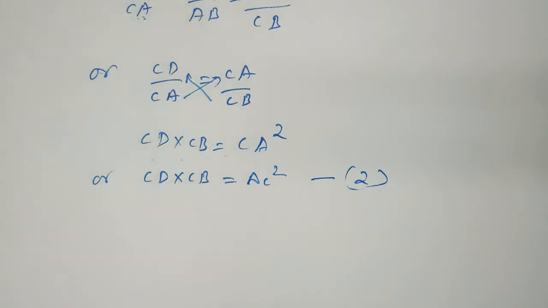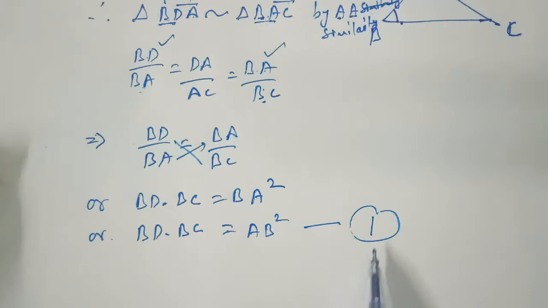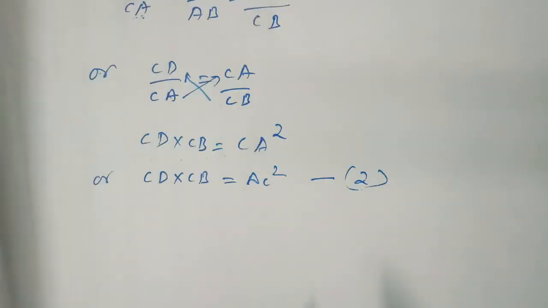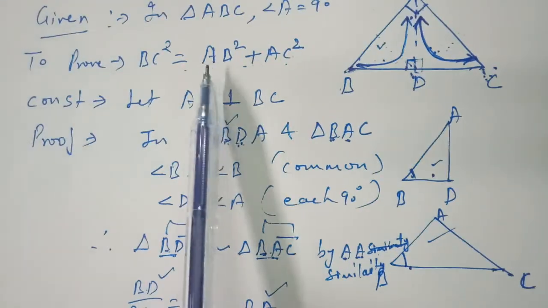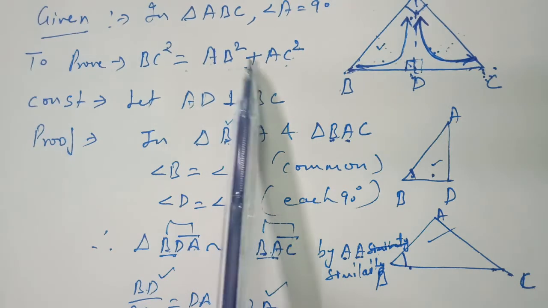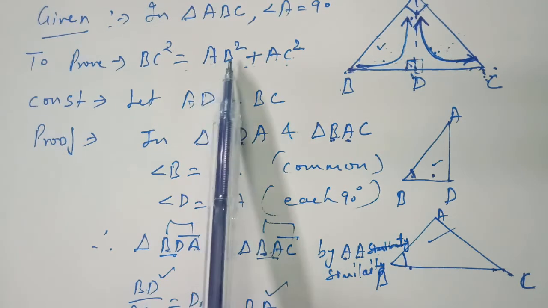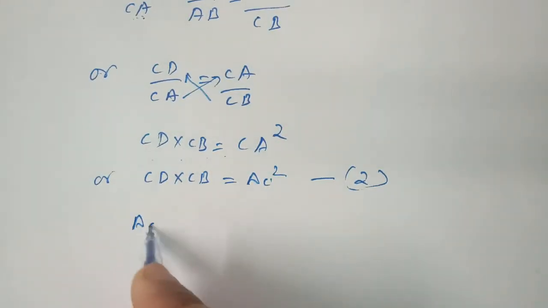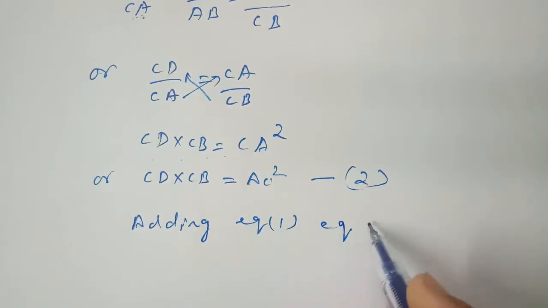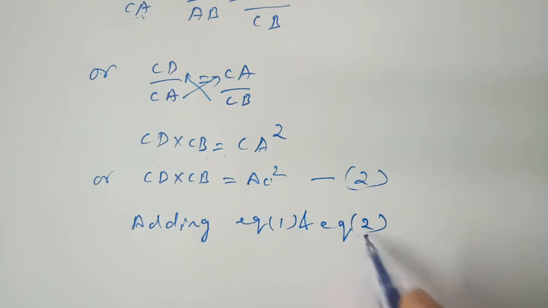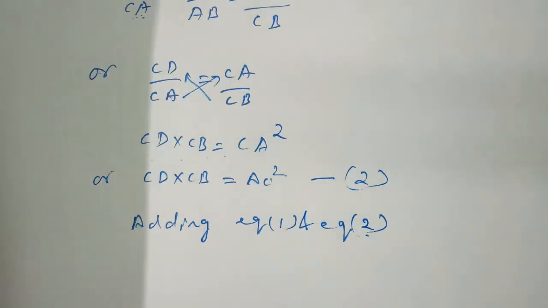Now what we have to do, we have to add both the equations. Why we are going to add? Because in equation number first we are observing AB square, and in equation number second we are observing AC square. And if we see the portion which we have to prove, there is a sign of addition between both of them. So that's why on the basis of this we can say we have to add both the equations. Now adding equations 1 and 2. When we add equations 1 and 2, we have to add left hand side by left hand side and right hand side by right hand side.